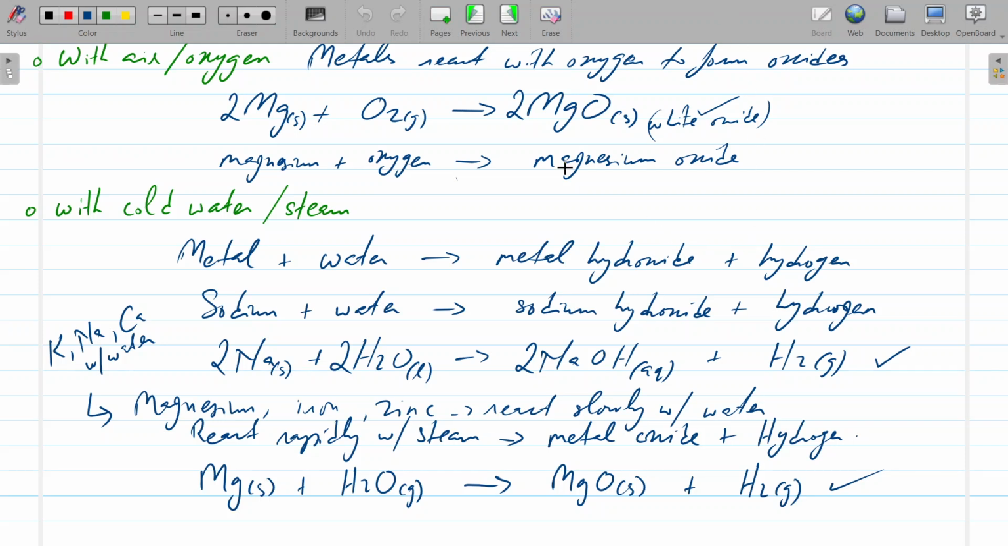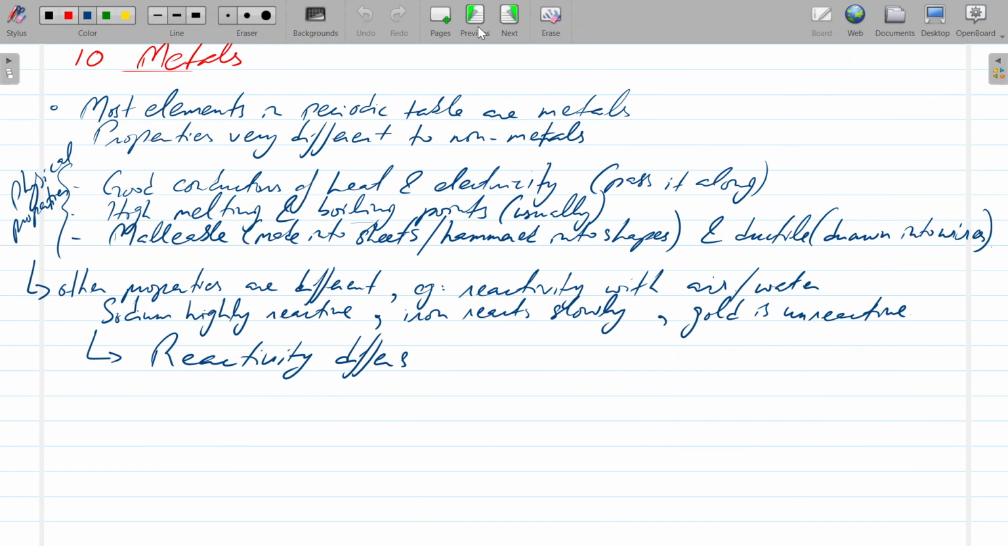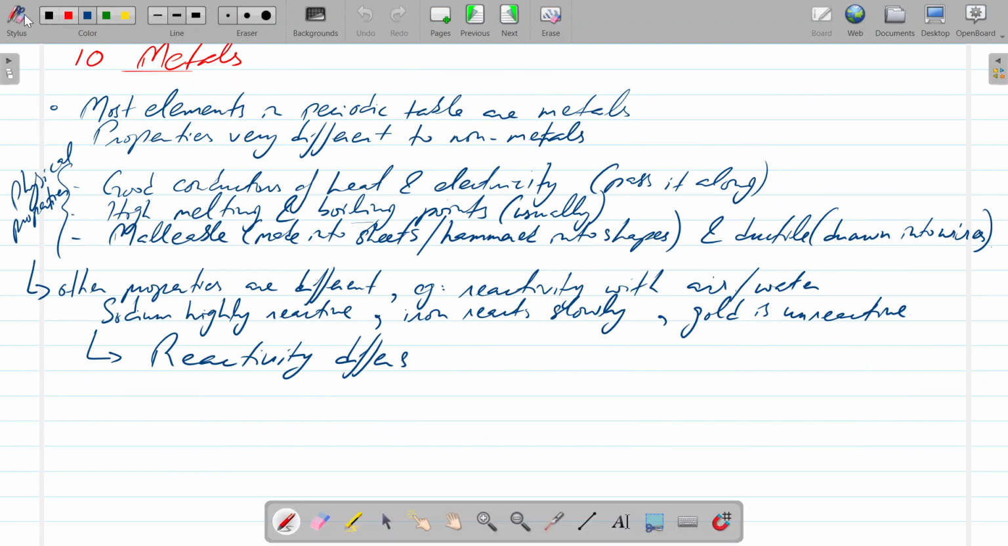So we have begun the chapter on metals, that's chapter 10 in the book. And a quick recap. Most elements in the periodic table are metals, and their properties are very different to non-metals, obviously. Some of the physical properties of metals are that they are good conductors of heat and electricity.